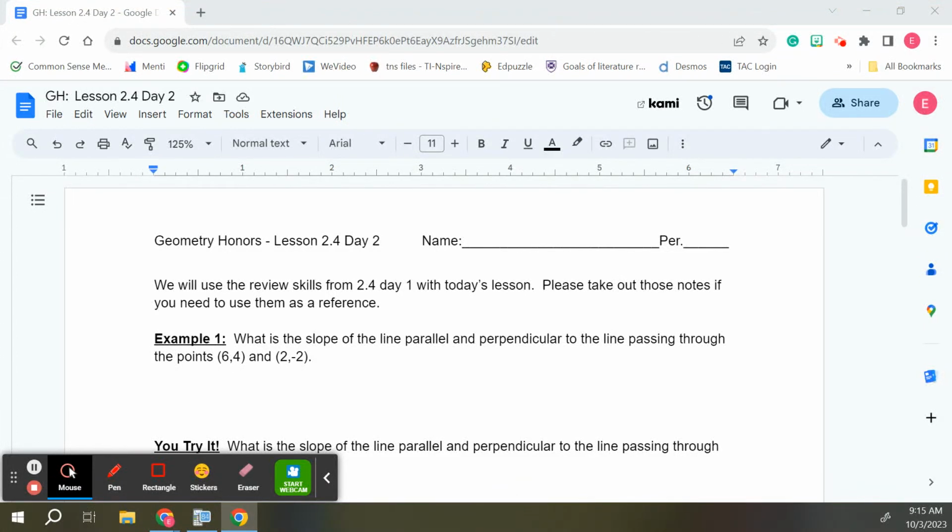All right, so again, remember calculators and notes from yesterday so that this way we're all good. Is anybody absent that did not give me the extra credit proof? Okay, just checking. Use your notes from yesterday as a reference. It even says right here, we'll use the review skills from 2-4 day 1 with today's lesson. Take out those notes if you need them as a reference.